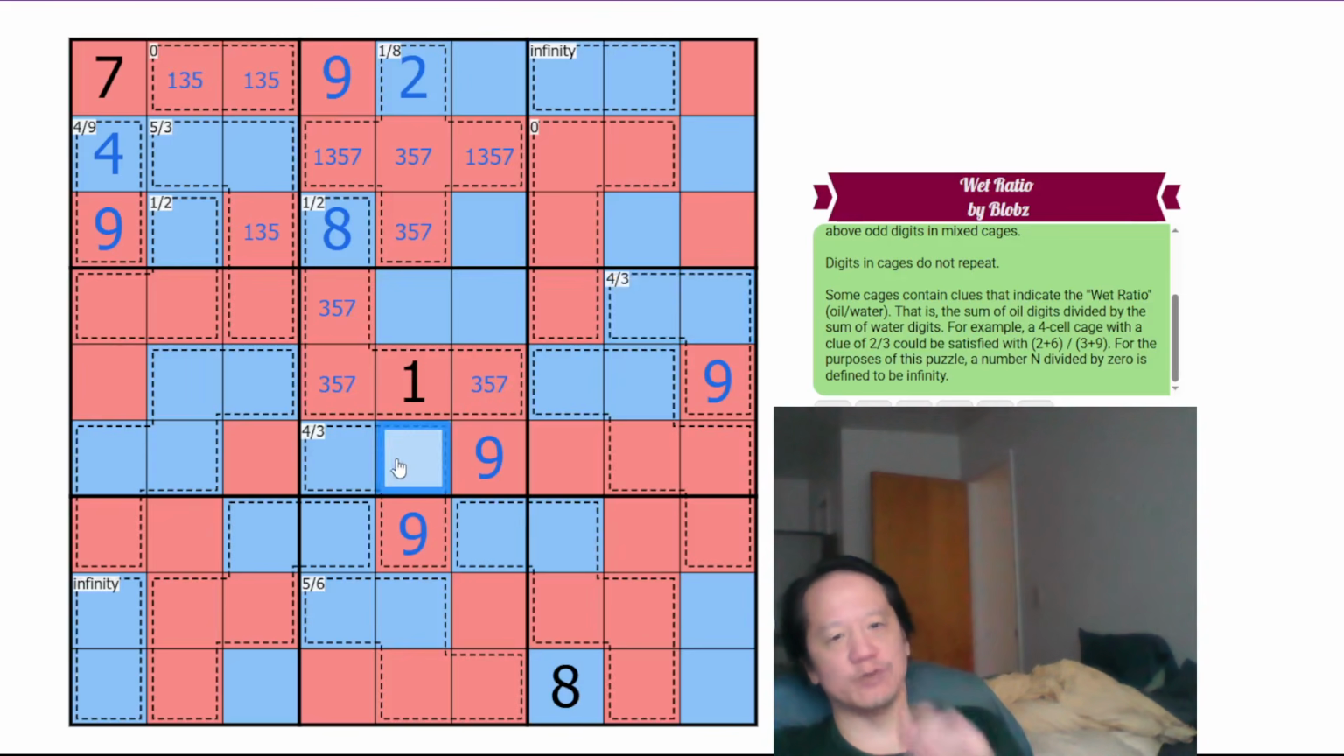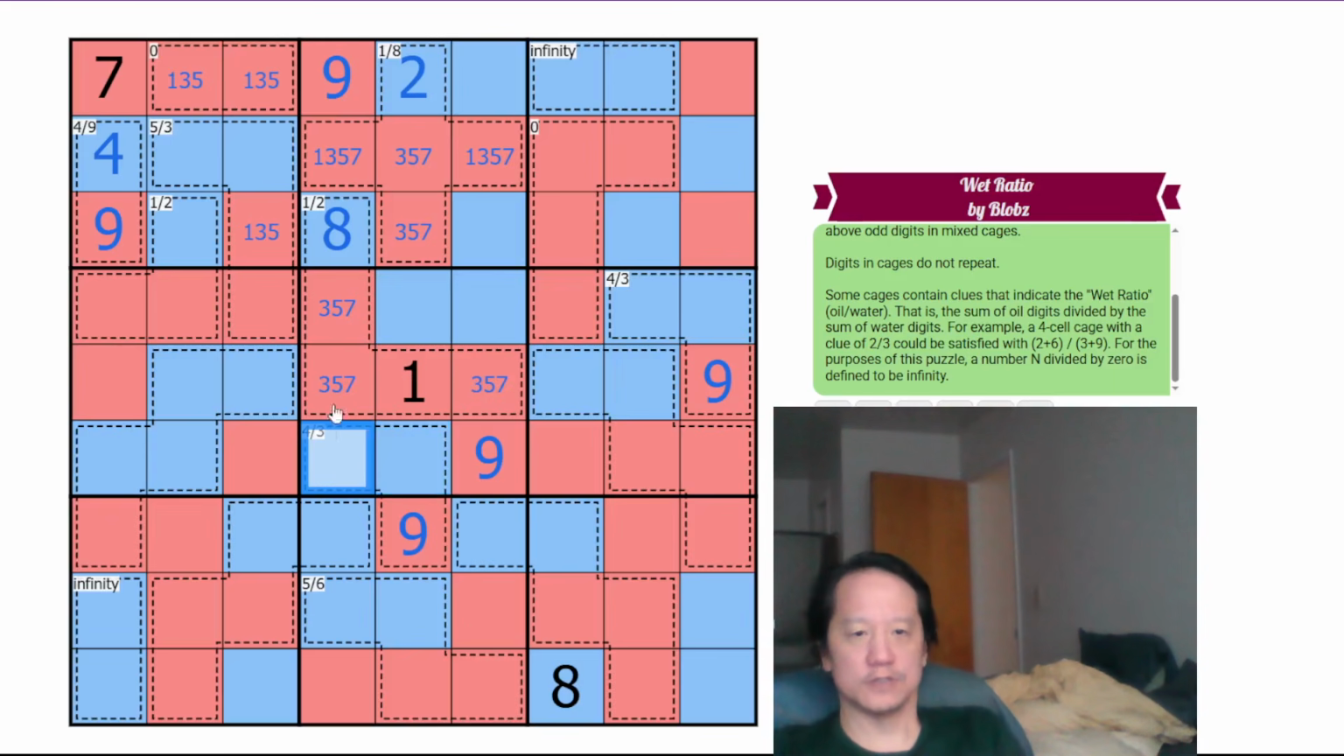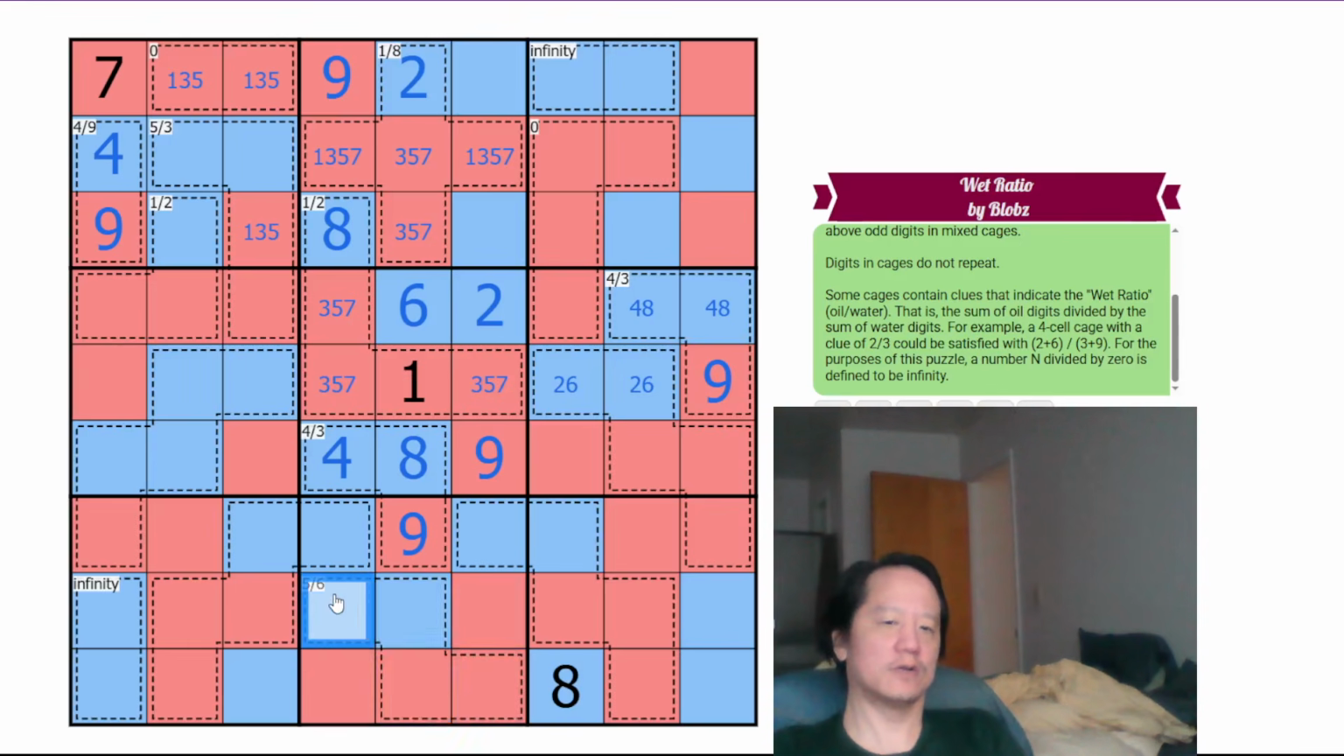Which means it has to be 4 and 8. So this can't be 8 because of 8 in the column, so that's 4, which makes that 8. This is a 4, 8 pair to add up to 12. That leaves this as 2 and 6. 2 eliminates 2 here, so that's 6 and 2 there. This is then 2, 6 as a pair here. This is 5, 6 here.